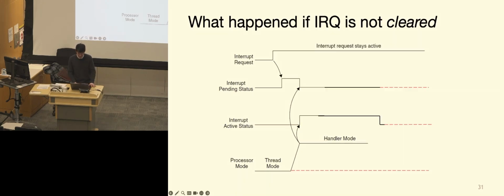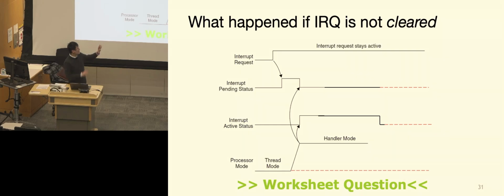Okay, let's go a little bit more complicated. So what if the interrupt request is not cleared in this case? Other things are pretty similar. The interrupt pending goes up and then goes down because the processor went to the handler mode already. This is actually one of your worksheet questions. You can try to draw what's happening on the bottom three signals if this was happening, and feel free to discuss with your neighbors. We can do like 3 minutes or so. Please make sure you put your names on it.